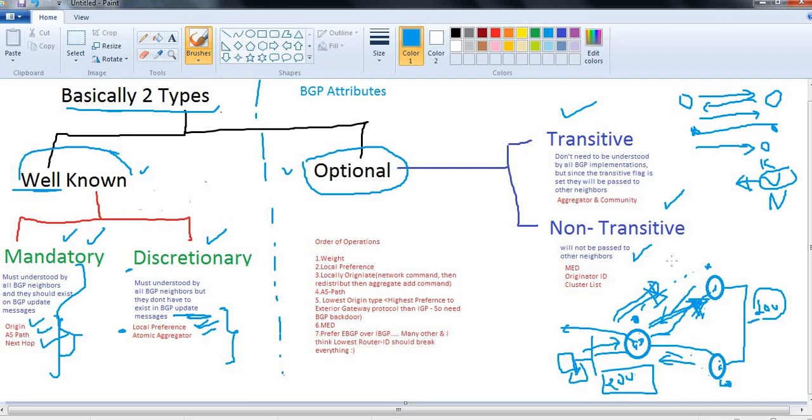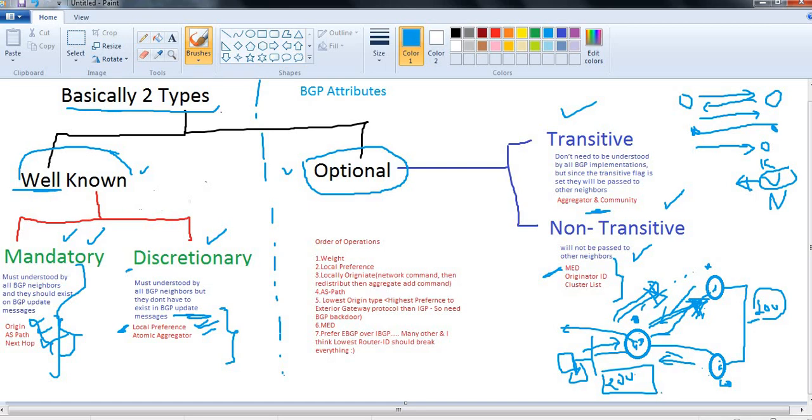The transitive attributes are aggregator and community. The non-transitive attributes are MED, originator ID, and cluster ID. The most important attributes I have seen are the mandatory ones: origin, AS path, and next hop. The most widely used attributes are local preference and MED. Okay, so these are the types of attributes.